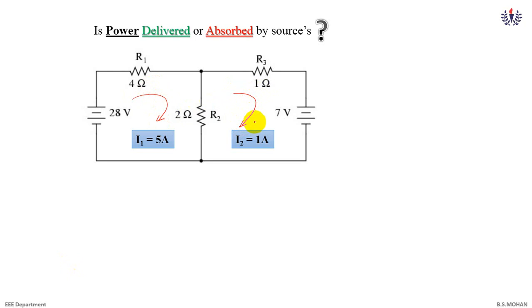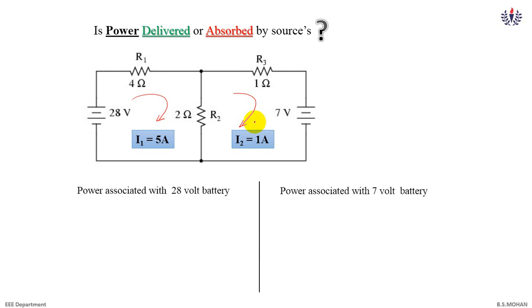Now we know the three formulas for power: I square into R, or V square by R, and the last one, V into I. So let us see how to find power associated with the 20 volt battery, followed by power associated with the 7 volt battery. Now we'll use the formula V into I, but you can see I've highlighted a parenthesis in between V and I. So let's try to understand what exactly that is.